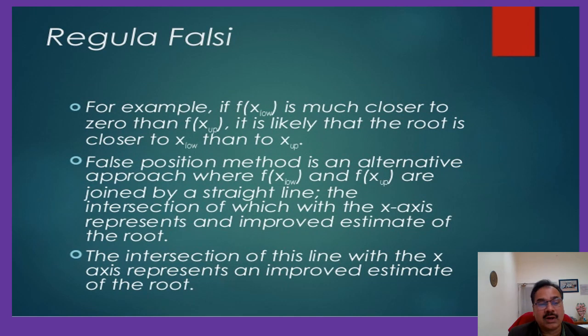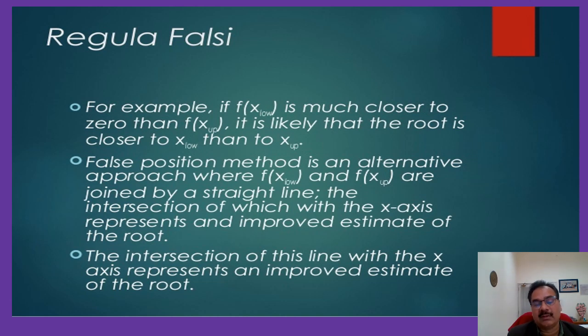So now it means, for example, if f of x low is much closer to 0 than f of x up, it is likely that the root is closer to x low than to x up. Low and up are in reference to the point only. So where is the false position?